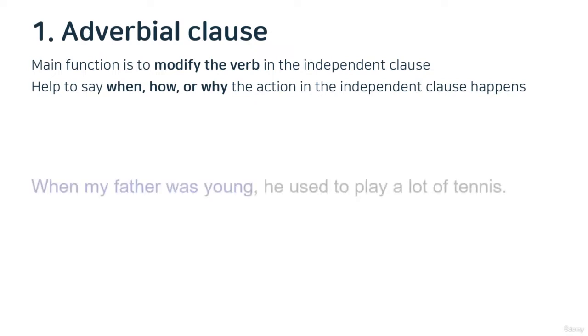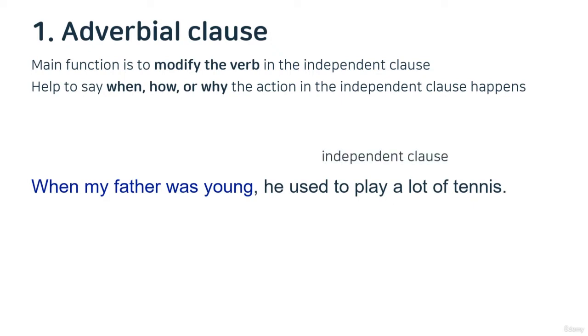Let's take a look at a complex sentence that connects an independent clause and an adverbial clause. When my father was young, he used to play a lot of tennis. In this sentence, the independent clause is he used to play a lot of tennis, and the adverbial clause is when my father was young.